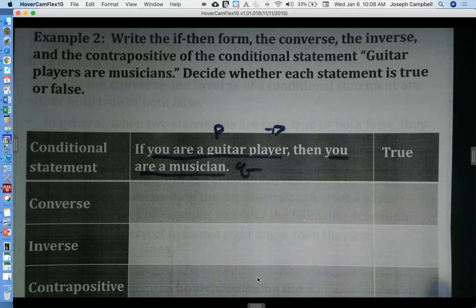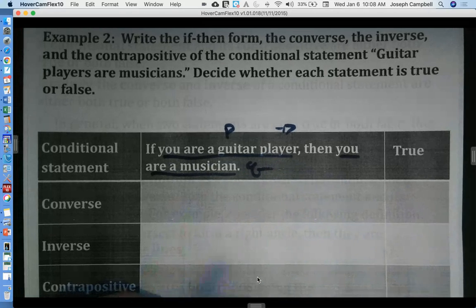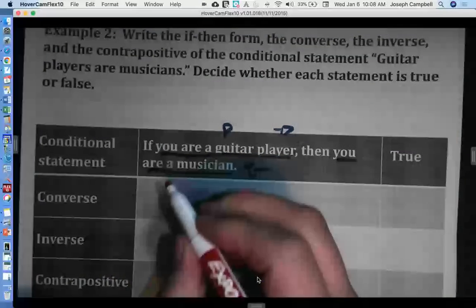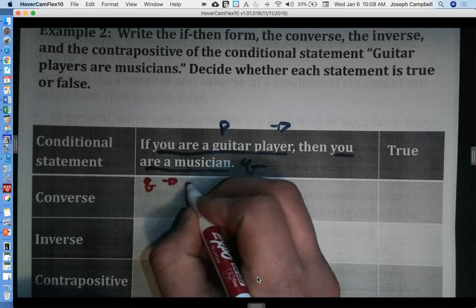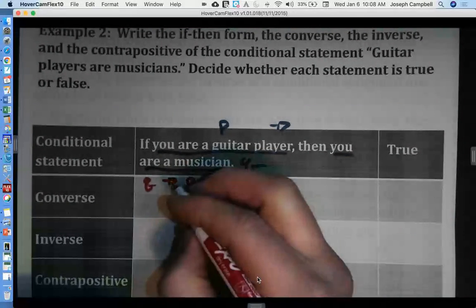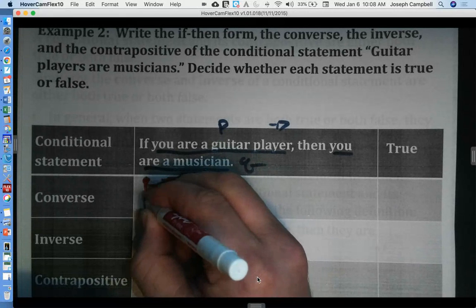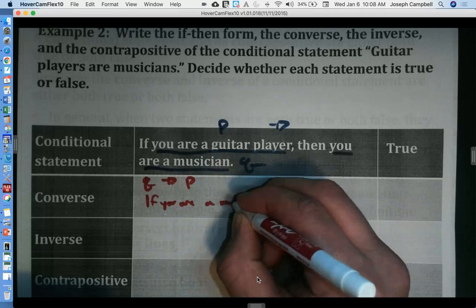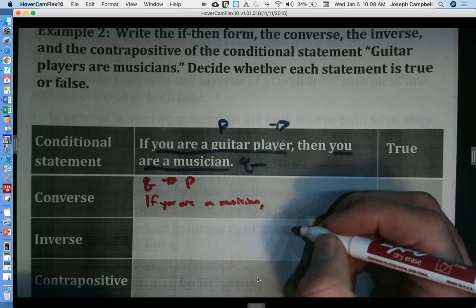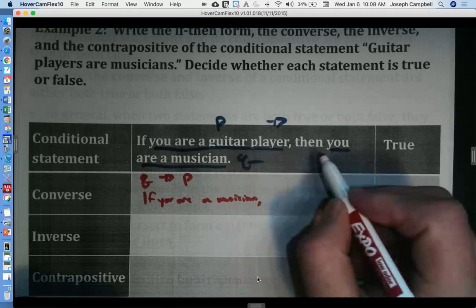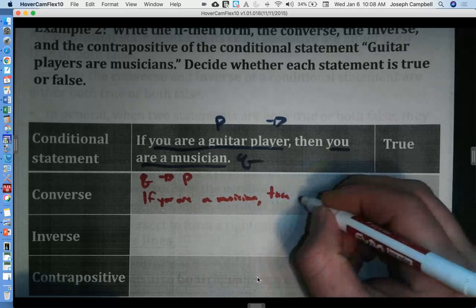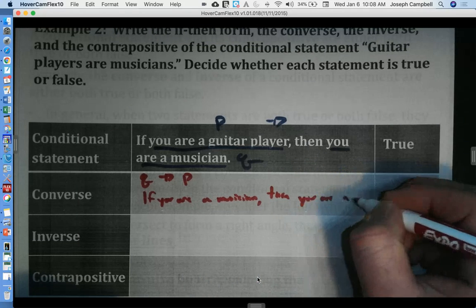Okay. What would the converse be? Well, remember, the converse is when you switch them, right? We switch P and Q. You put Q first, then P. So what's Q? You're a musician, so we'll write: if you are a musician, then what? Well, I put P as the then, right? Then you are a guitar player.